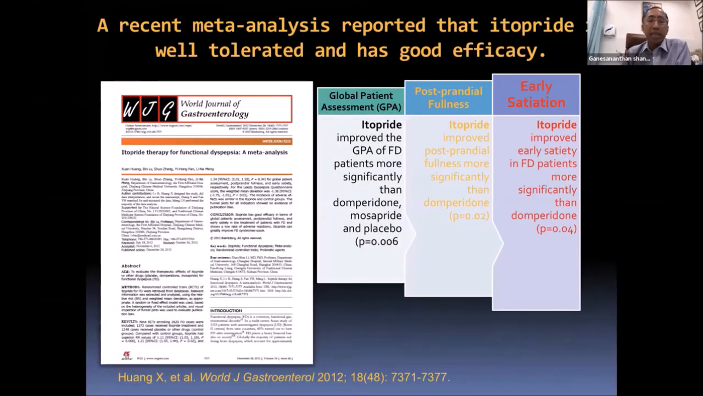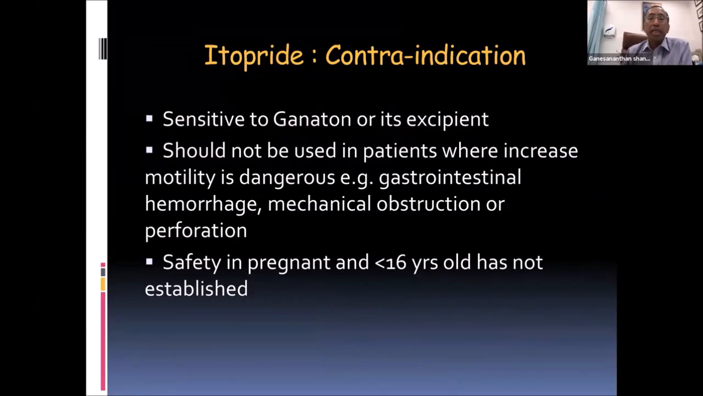Again, a meta-analysis, you can read this. This is by Huang in the World Journal of Gastroenterology. They allude to it improving the GPA score of functional dyspeptic patients more than domperidone, the other prokinetic agent. It helps with postprandial fullness and early satiety. This drug is a fairly decent drug. Now, contraindications, you must know itopride very well. Who would you not use it in? Don't use this drug in those patients. Just like with cisapride, maybe we used it wrongly. We used it for patients that we were not supposed to use it for. So the drug got withdrawn.